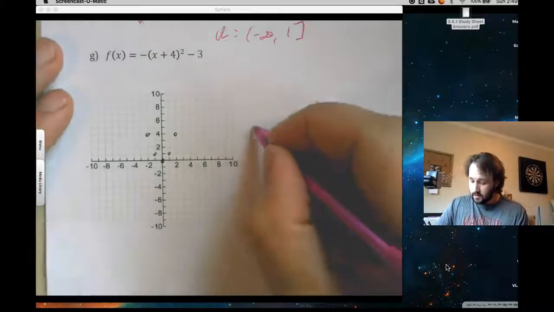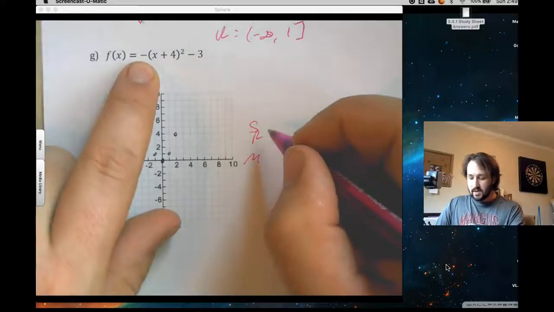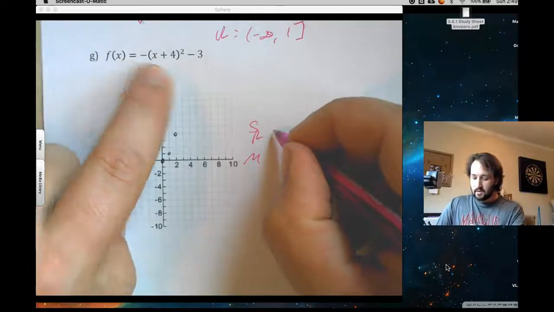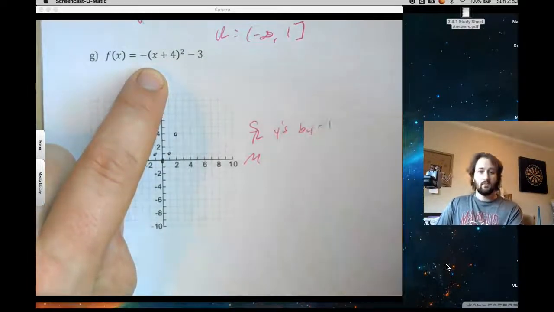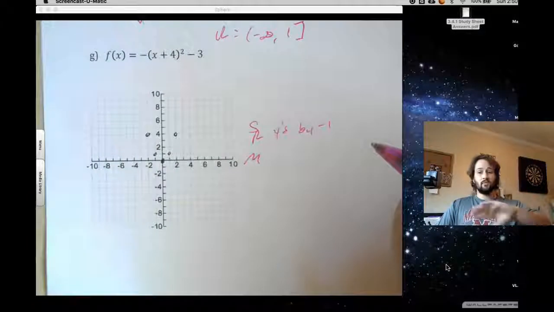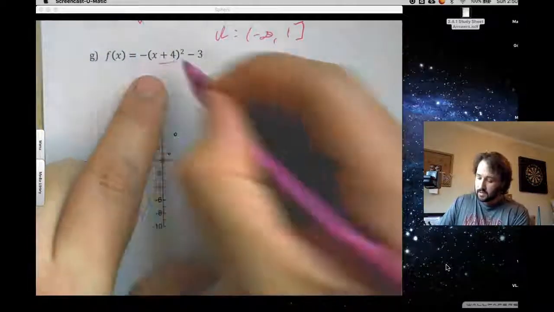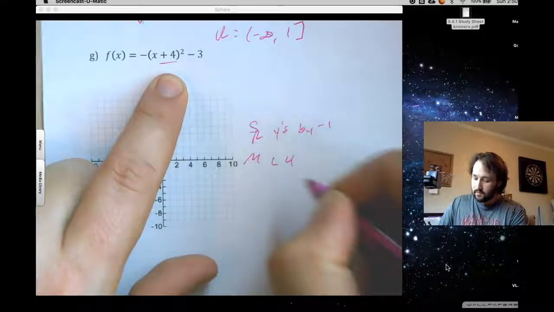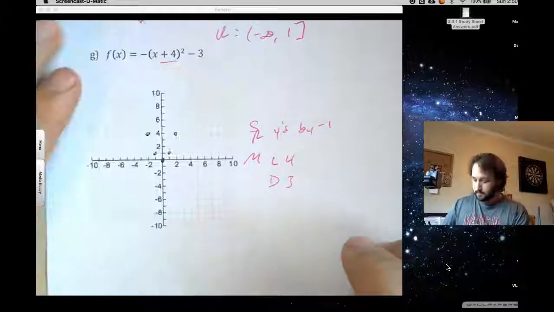All right, so now for the stretch and reflect, and then I'll do my moves. So I notice I have a negative on the outside, so no other multiplication, so I'm just going to do y's by -1. Remember, if I'm taking my y's by -1, that's going to reflect it over the x-axis. And then for the +4 inside here, that means I'm going to move it to the left 4. I have a -3, so I'll move it down 3 units.